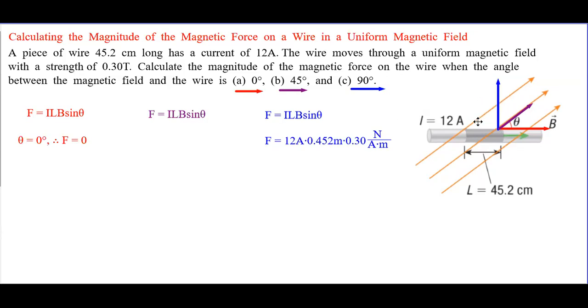The force on this cable when our magnetic field is perpendicular, right? Mathematically, it's just a matter of plugging in the numbers: 12 amps, the length of the cable, so 0.452 meters, multiplied by 0.3 teslas, newtons per amp meter. So work that math through, you'll get 1.6 newtons.